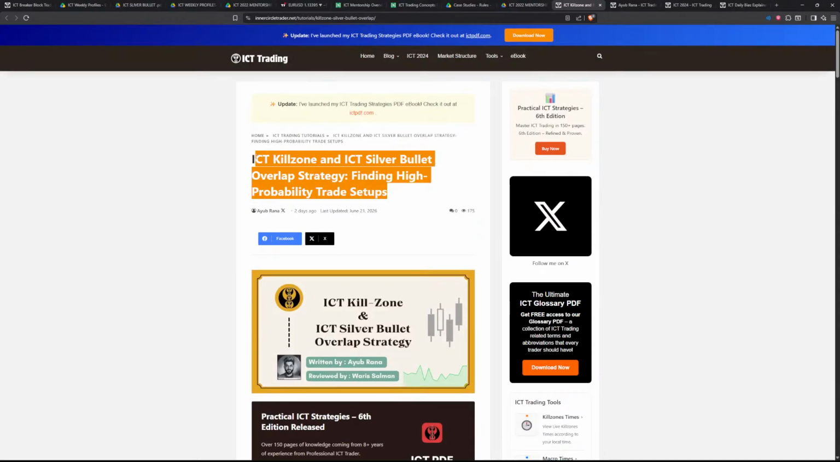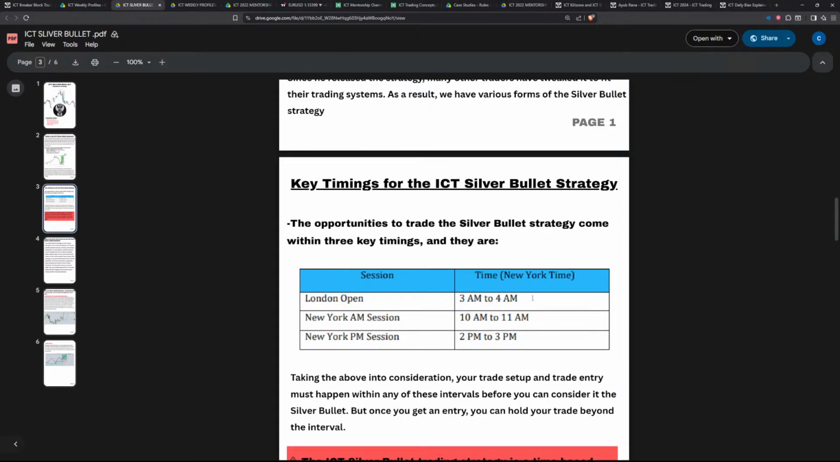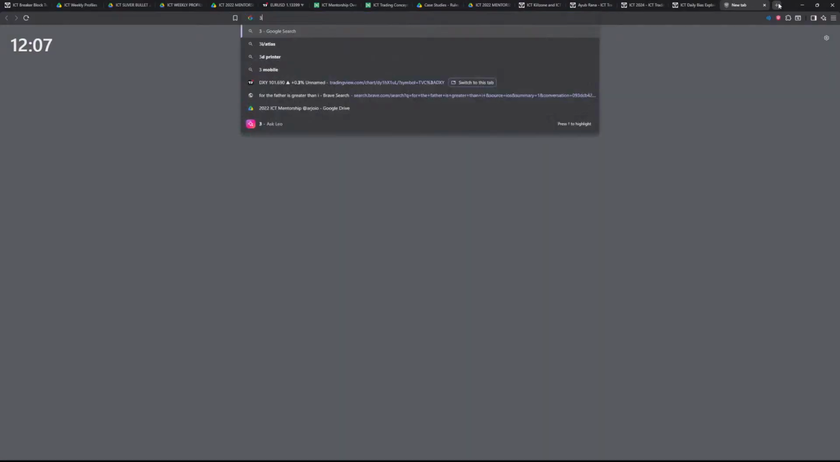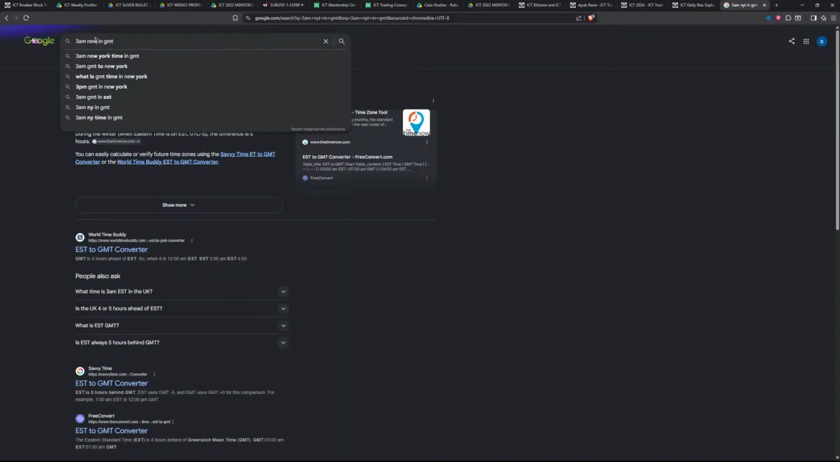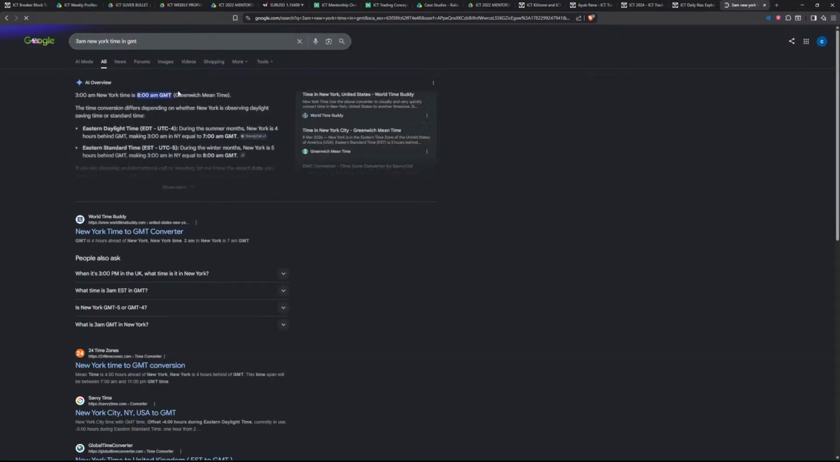I like this idea. I want to know about this idea because I just learned this silver bullet, which is from 10 to 11, I believe, for EU. So that would be 10 to 11 and 3 to 4. So New York opens at, if New York time is Eastern time. Yeah, 3 a.m. New York time is 8 a.m. So it'll be from 8 to 9.